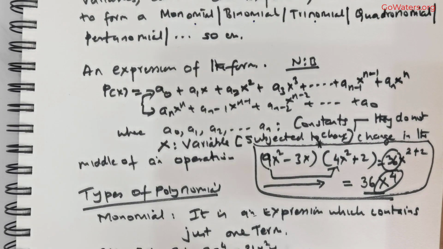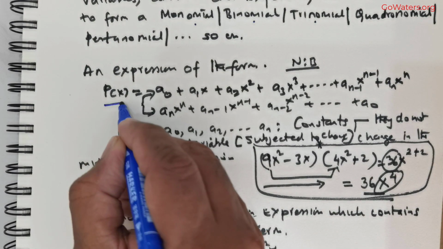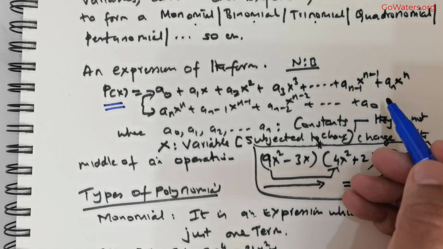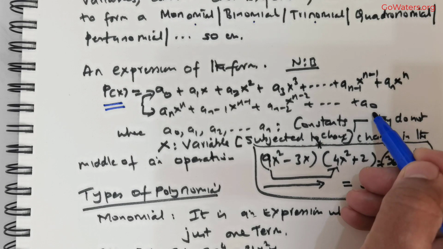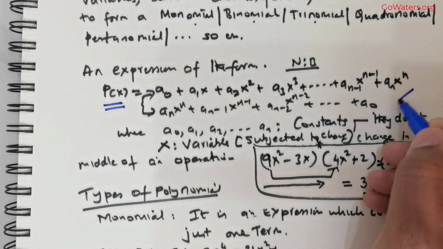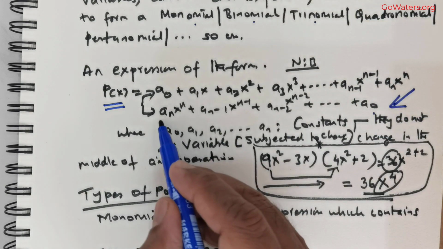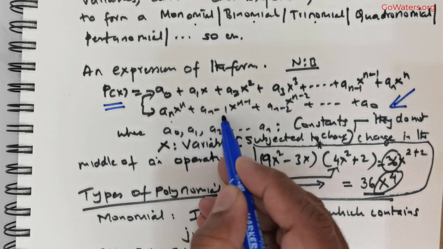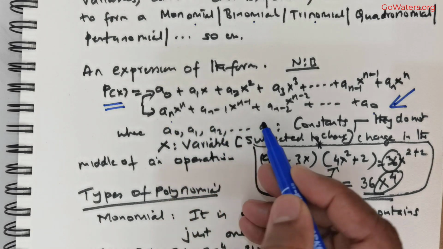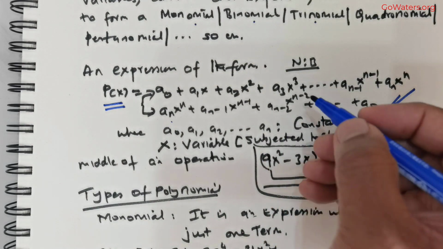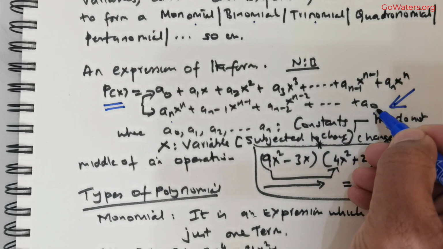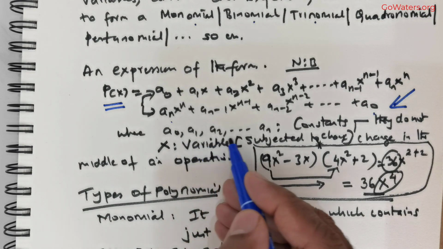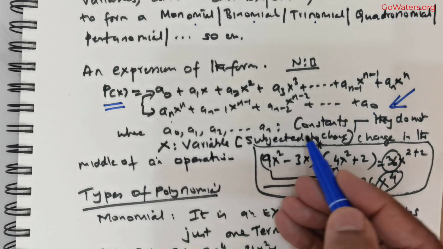Now mathematically, what is the form of a polynomial? A polynomial can be represented either in this fashion or in this fashion. In most of the cases, we will stick to this fashion. a suffix n, x to the power of n, plus a suffix n minus 1, x to the power of n minus 1, etc., up until a naught. Now what are these a naught, a1, a2, etc., a suffix n? They are called constants.